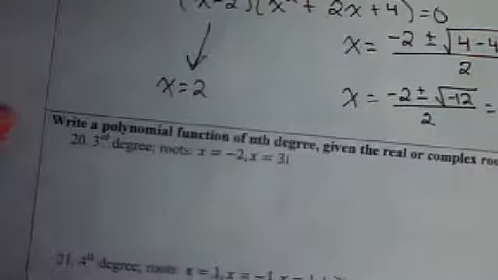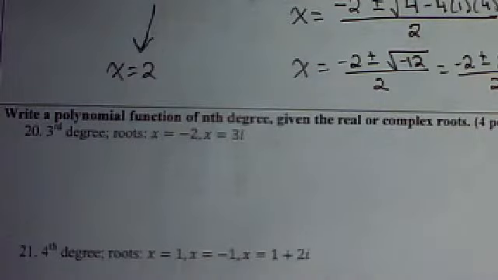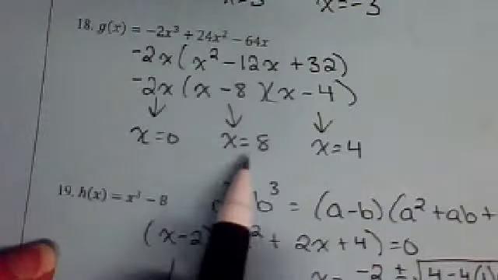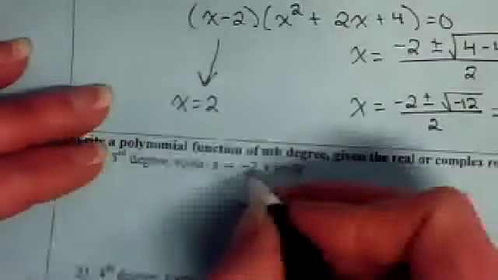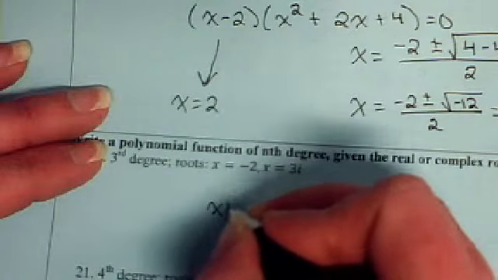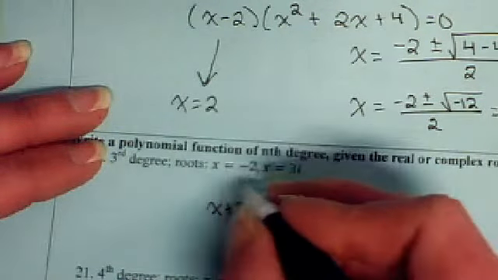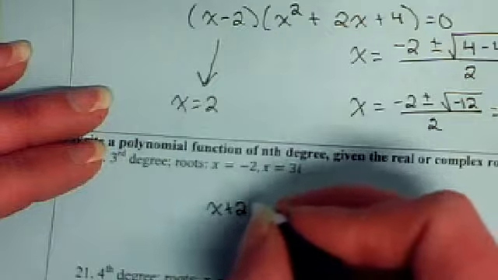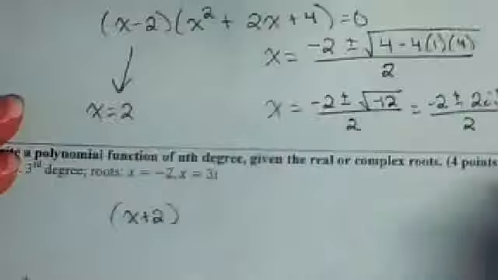Now, the next problem. Write a polynomial function from these roots. In other words, work backwards. If I know the solution, what's going to be the factor? So x equals negative 2 is going to give me x plus 2, because x plus 2 equals 0 gives me that. Now this one's a little bit harder.